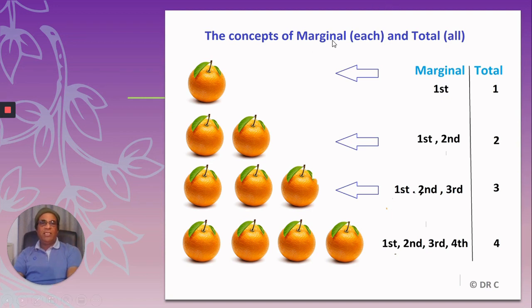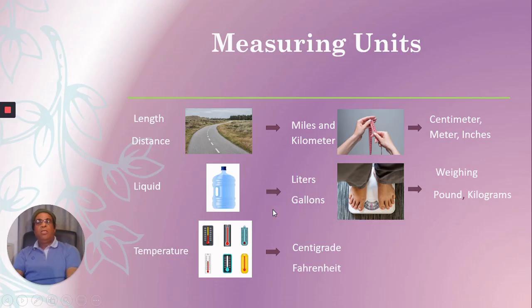So what is the marginal and the total? Marginal means each. So this is marginal, this is marginal, this is marginal. So that means every one added, or each orange, is marginal. And the difference between marginal is in terms of first, second, third, fourth. But the total is 1, 2, 3, 4. Okay. So how do we measure the satisfaction that we get from each orange when we consume one by one?